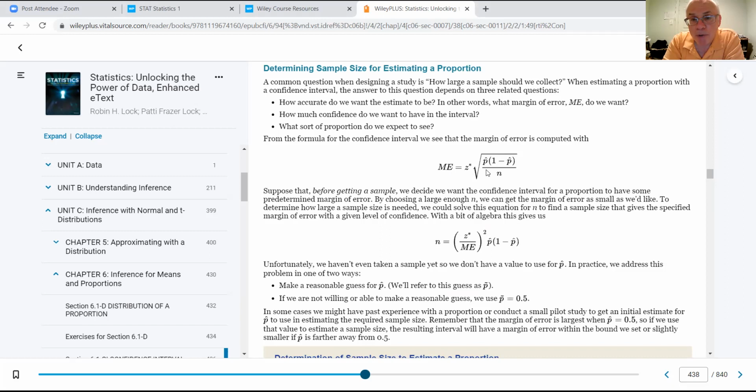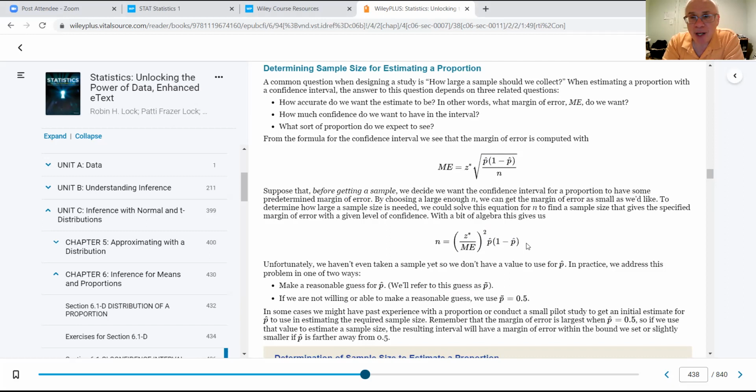So if we squared both sides to get rid of the square root and then rearranged the terms using some algebra, we get this formula right here. n is equal to this ratio, z divided by the margin of error, quantity squared, times p hat times 1 minus p hat. This would be a way of calculating the sample size before we actually get the sample and do the research. All right.